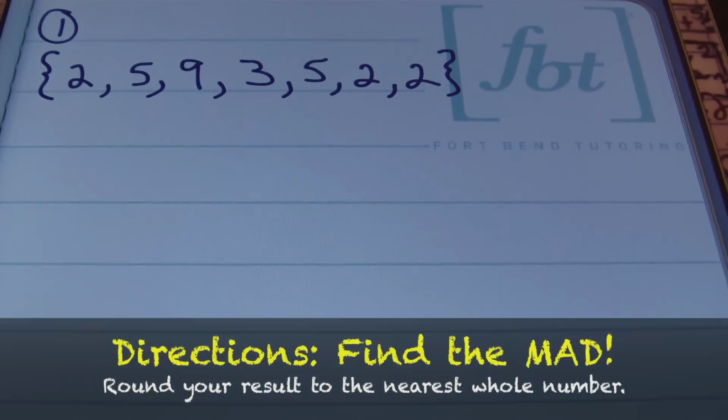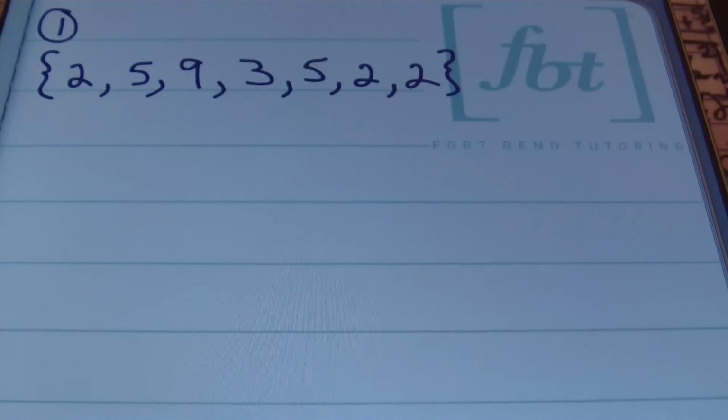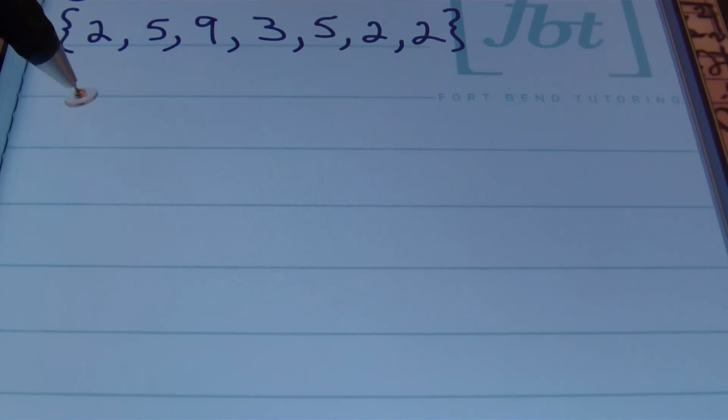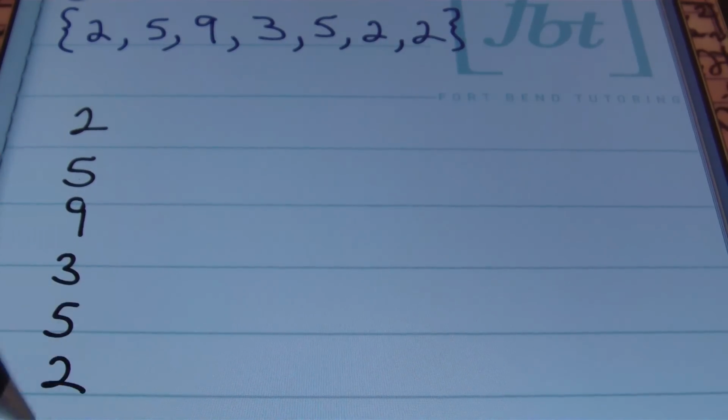In example 1, we have the data set that includes 2, 5, 9, 3, 5, 2, and 2. And according to our steps for finding the MAD, what we want to do first is find the average of these numbers right here. So how many numbers are in this data set? Let's figure it out. We'll have 1, 2, 3, 4, 5, 6, 7 numbers that you'll need to find the average of. So what I'm going to do is I'm just going to write these vertically because that's how I do it. So I'm going to end up with 2, 5, 9, 3, 5, 2, and 2. And I'm going to add all of this together.